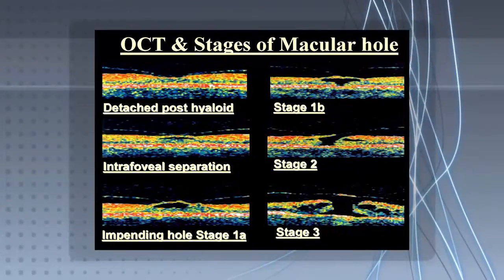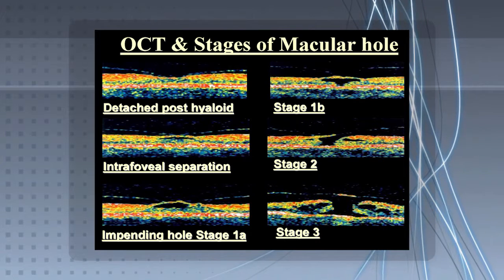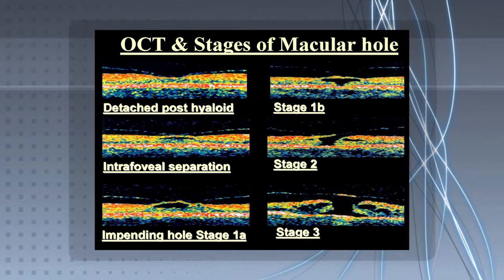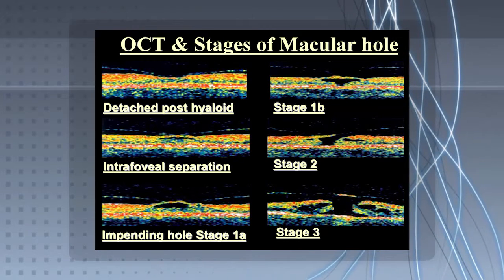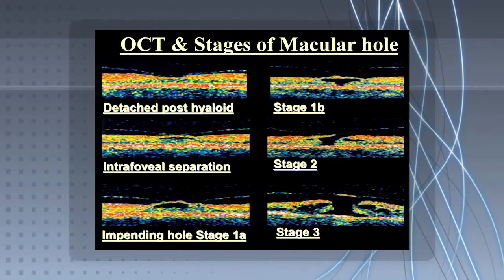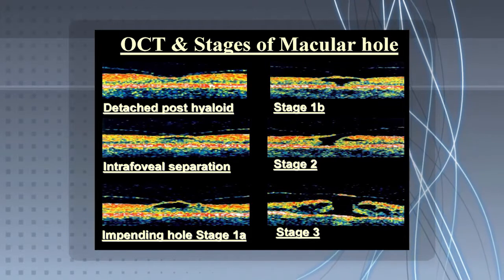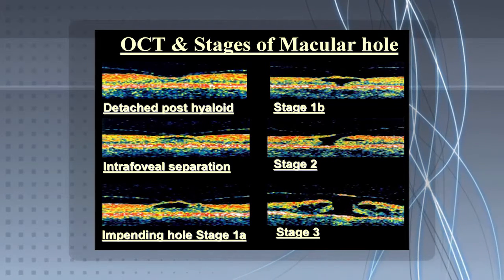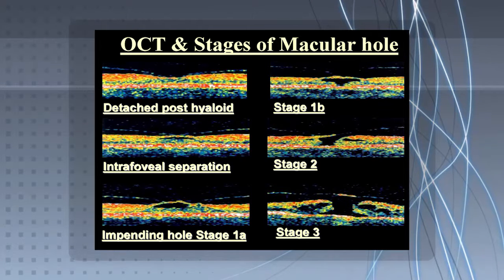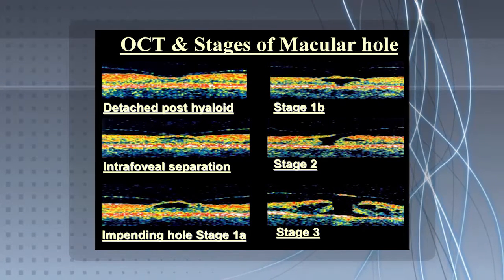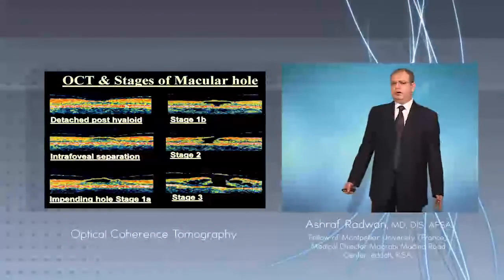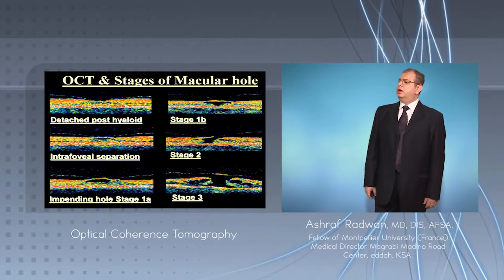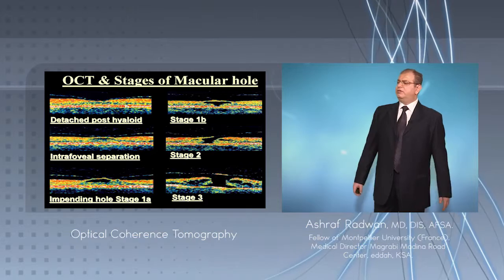I grouped all the stages of the macular hole in this image. In fact, as we see, there is a partially detached posterior hyaloid in the first image to the left. The inferior one shows the intrafoveal separation. In stage 1A, there is an impending macular hole with the appearance of this cyst. If it continues, there is separation of the photoreceptors in stage 1B, and the opening of the roof of the cyst, which is stage 2, and then full thickness macular hole, stage 3, with complete deroofing of the cyst.